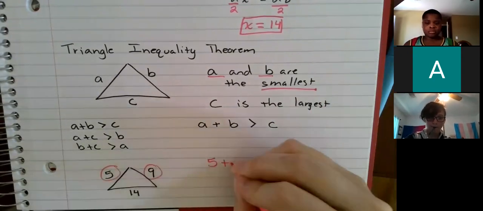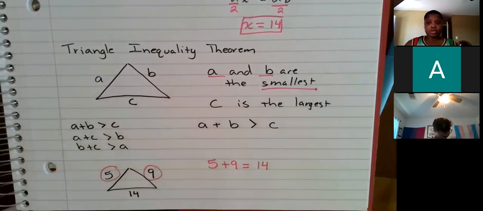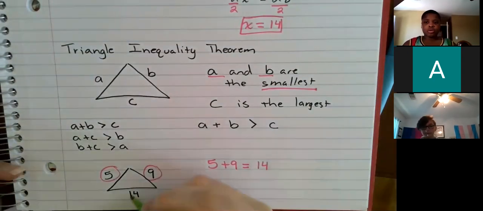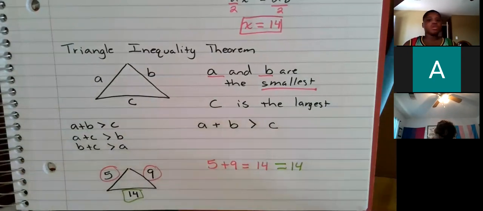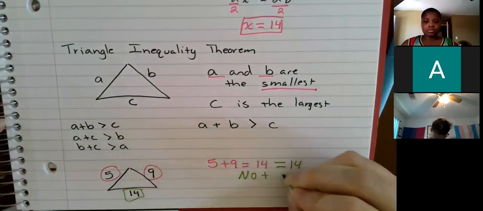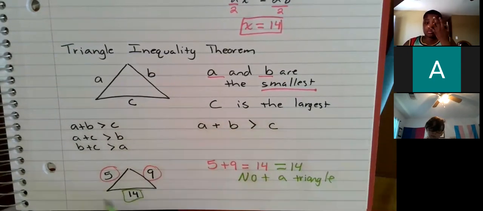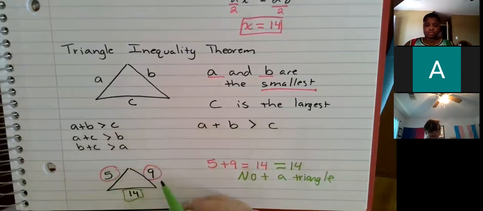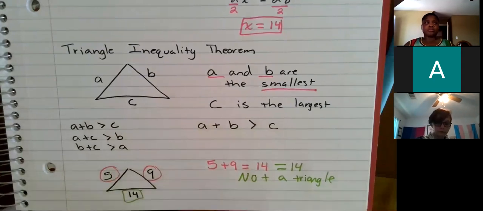So if I add 5 and 9 together, that's going to come out to 14. That's equal to 14. So is that going to form a triangle? No. Not a triangle. Even though, hey, I could add 14 and 9 together, that's going to be bigger than 5. I could add 5 and 14 together, that's bigger than 9. But 5 and 9 together is not bigger than 14. So that's where the problem comes. It has to be bigger than the largest side. Okay?